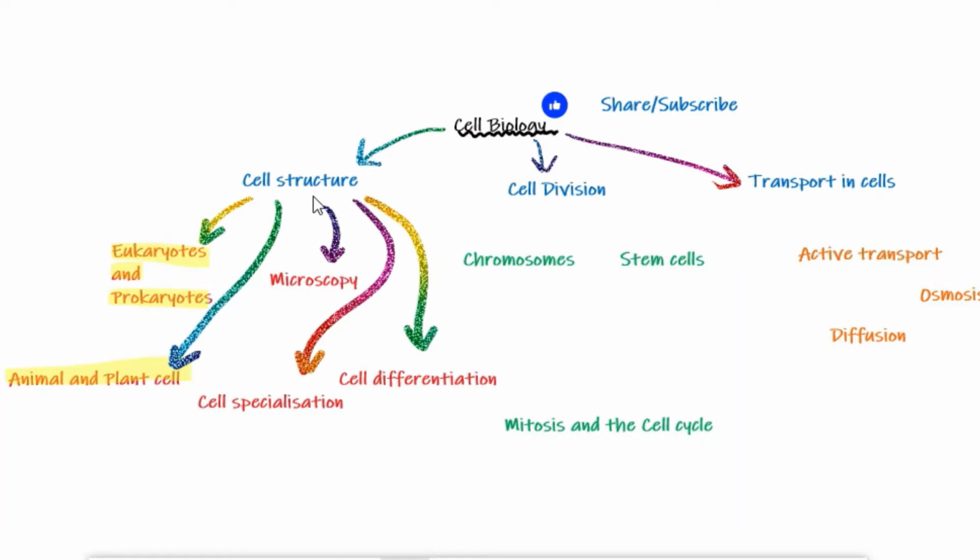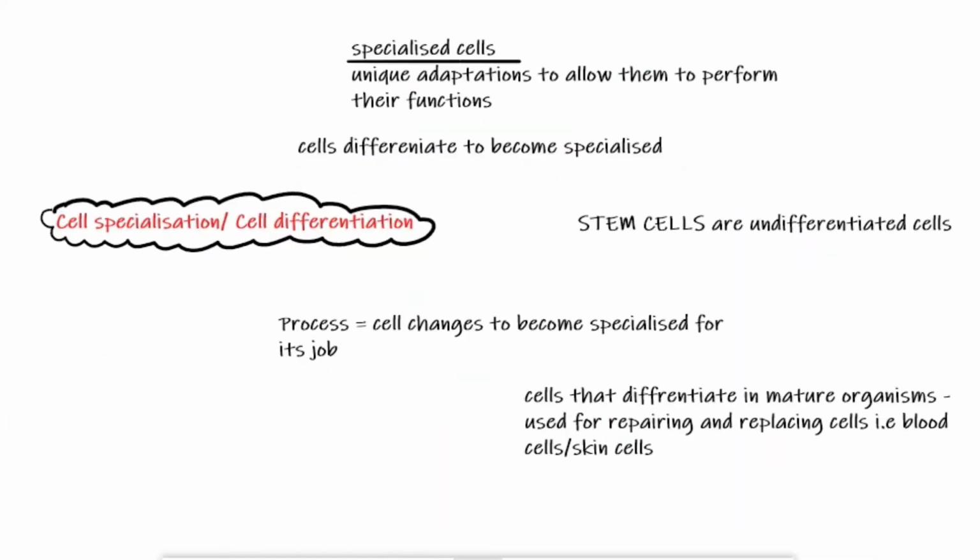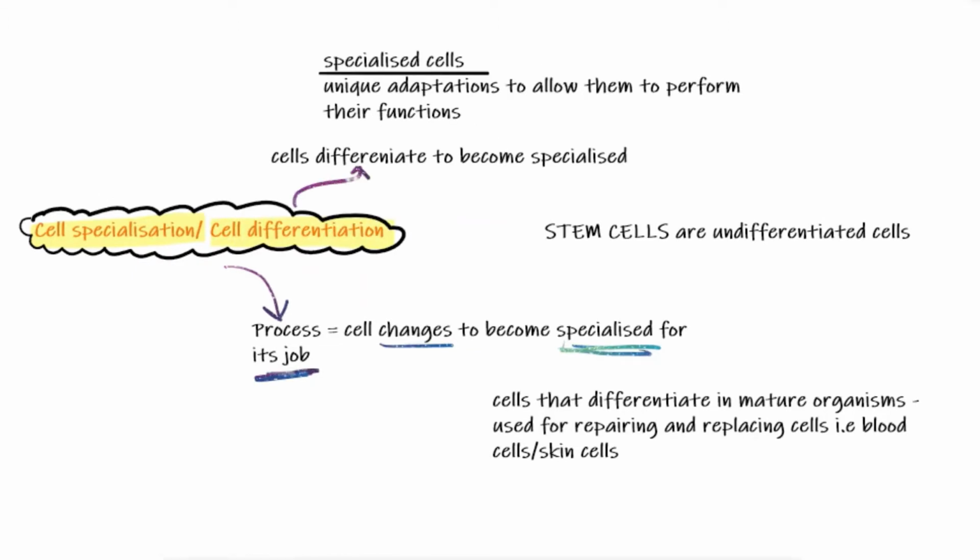We're looking at cell structure in topic 1 of cell biology. Today we will look at both cell specialisation and cell differentiation with some tips and exam questions. Cell specialisation is a process where the cell changes to become specialised for its job. Cell differentiation is when the cell differentiates to become specialised. For the cell to become specialised, it has to have unique adaptations which allow the cell to perform its functions.